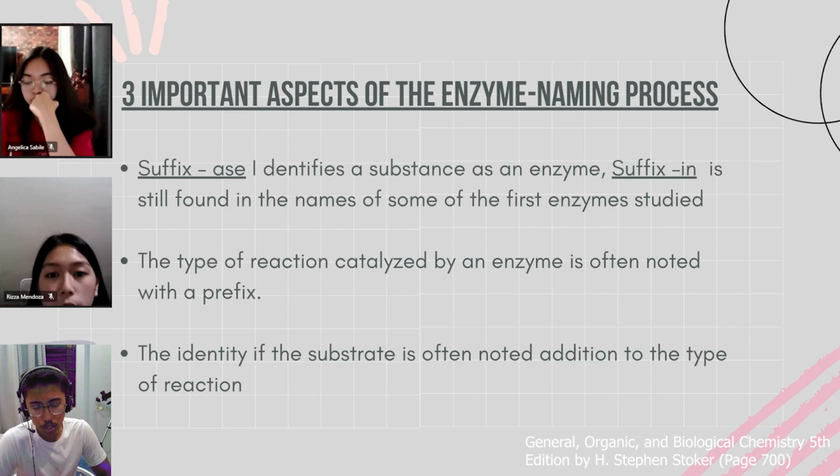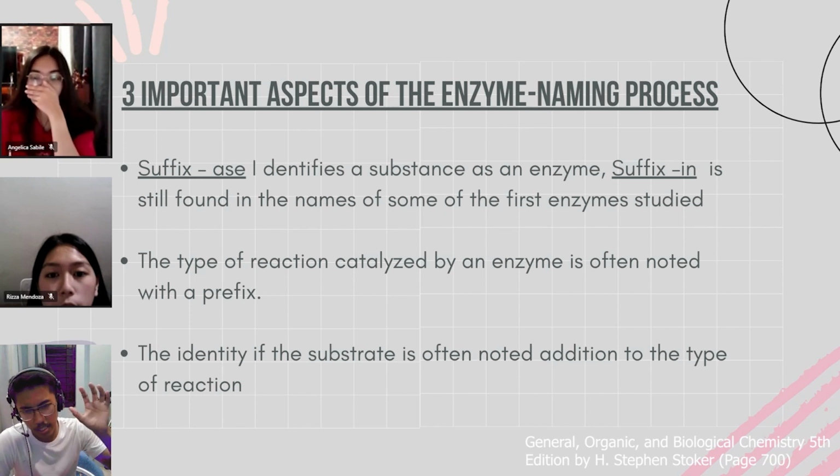Next is, usually when we name enzymes, we usually include the substrate and as well as the type of reaction that it goes with. So scientists usually do this to identify an enzyme easier. So we include the substrate and the type of reaction that it does. Now we just put an ase on the end.